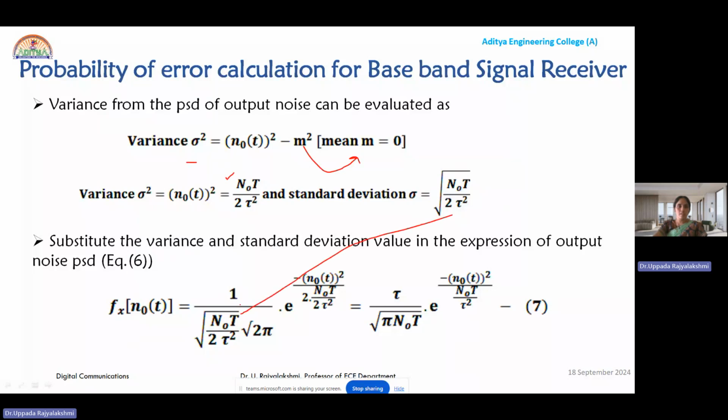Please substitute the standard deviation and the variance in the expression of the PDF of the output noise signal. 1 by sigma root 2 pi, where sigma is root of N naught T by 2 tau square, into root 2 pi into e power minus of n naught of t whole square by 2 sigma square, that is 2 into N naught into capital T by 2 tau square. Upon simplification, root 2 gets cancelled, and the root tau square, take it to the numerator. That is tau by root of pi N naught T into e power minus n naught of t whole square by, here also 2 gets cancelled, N naught into capital T by tau square.